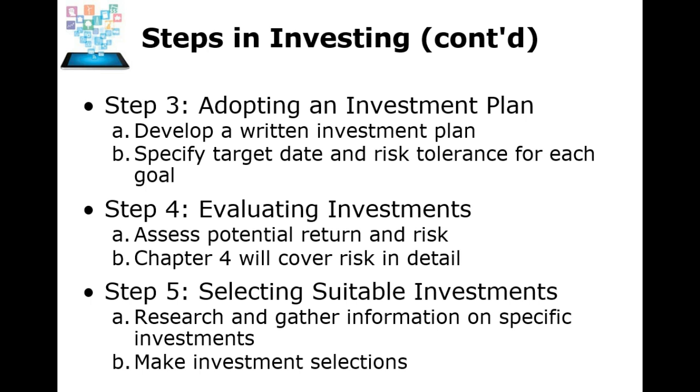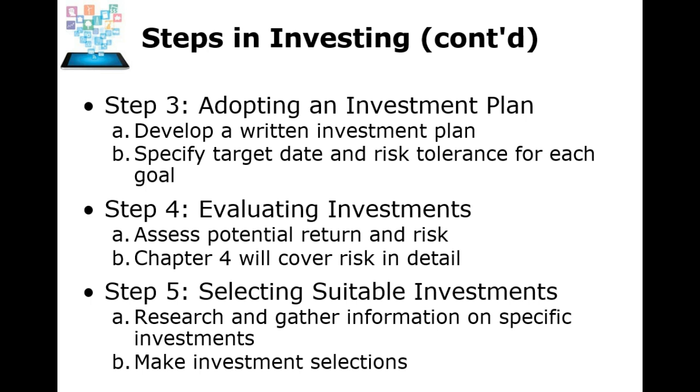In step 4, you want to evaluate different investments. So now that you know the level of what type of investment plan you have, you can start looking at potential investments, different risks and returns. We'll cover more of this in chapter 4, but you need to evaluate all these investments that are out there: mutual funds, ETFs, hedge funds, individual stocks, bonds, options. What is the right mix for me and what I'm trying to achieve? And that's something that we'll learn during the class.